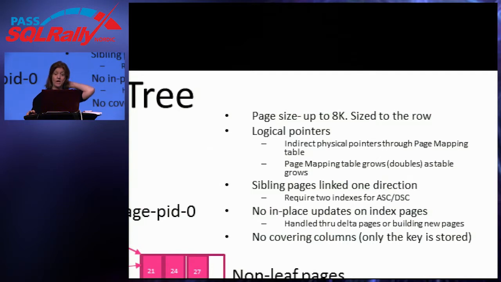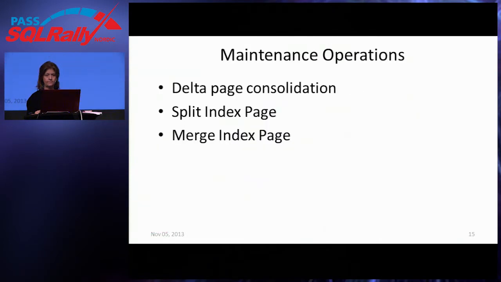Within the index, we have logical pointers. The physical pointers are only available through the mapping table. We're only linking pages in one direction. If we want to do both ascending and descending sorts, we have to have 2 different indexes for that. No updates on rows or on index pages are done in place. And there's not a specific concept of a covering index. The only thing that's ever stored in the index pages is the key.